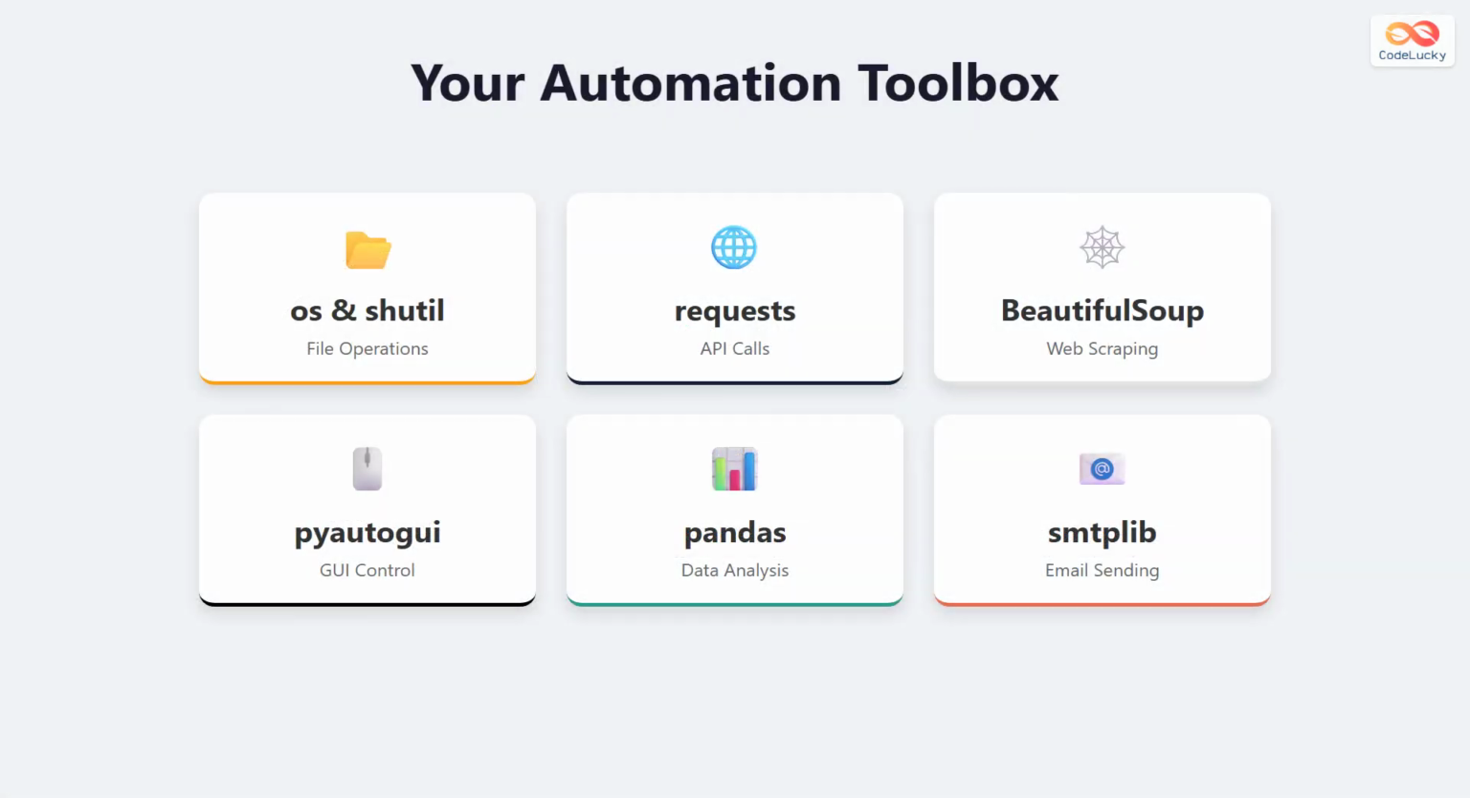Here is a quick summary of the toolbox we just covered. For files, use os. For the web, use requests and Beautiful Soup. For controlling the screen, use PyAutoGUI. For data, use Pandas. And for emails, use smtplib. These are the essential building blocks of Python automation.